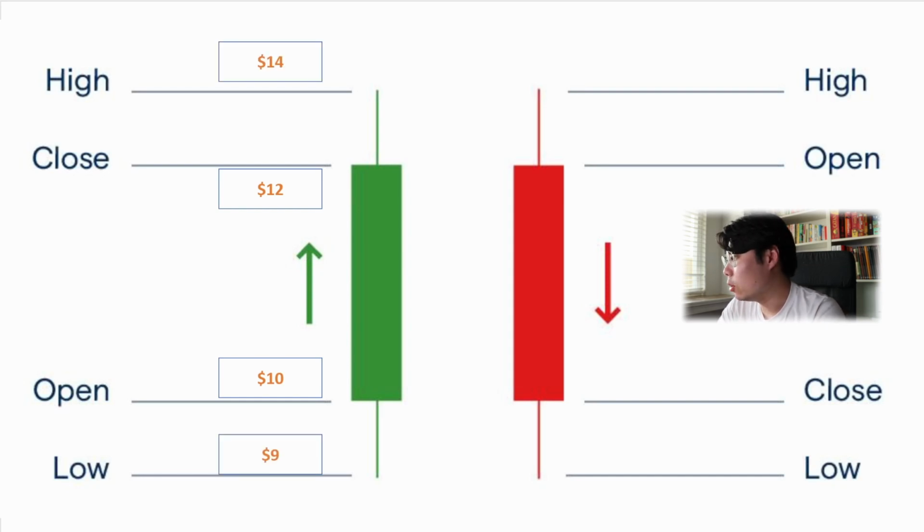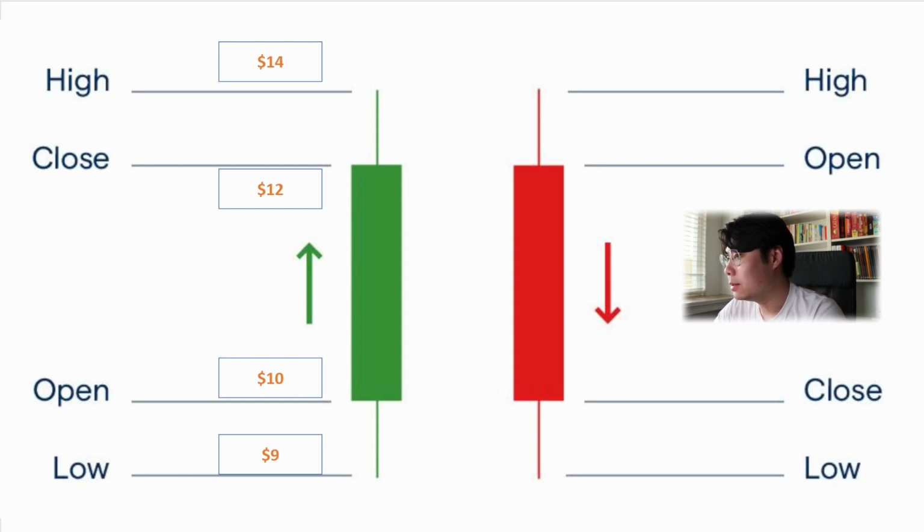We also have the low price. This just means that during the same day, the stock maybe also went down, but it went down to $9. So this is lower than the opening price. So again, we will see this in the candlestick itself. The candlestick actually shows 4 different price points, right?